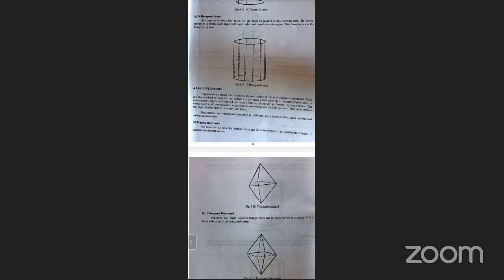Next, coming to the trigonal bipyramid. In a trigonal bipyramid, it has 6 isosceles triangles, and its cross section is an equatorial triangle. It occurs in the trigonal system. Yeah, this is a picture of that one.